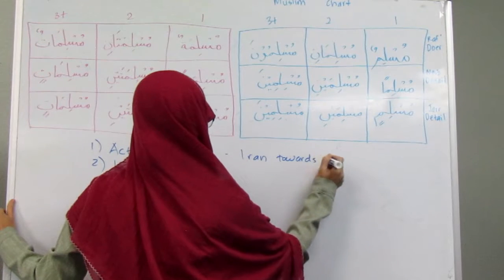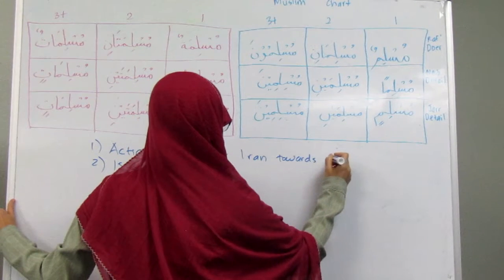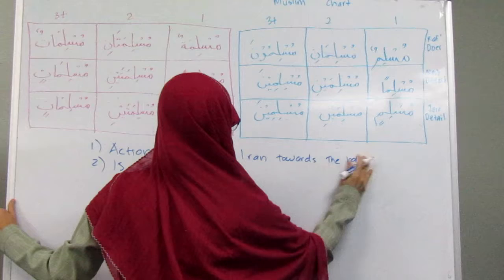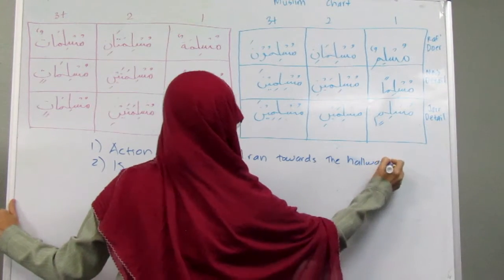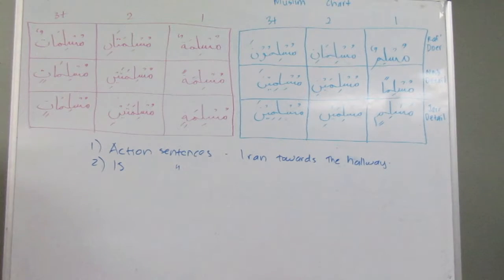Okay, think of an example of an is sentence and then give it to me. Somebody, just raise your hand. I'll click on you. Okay. Is sentence. Adam: My sister is small.